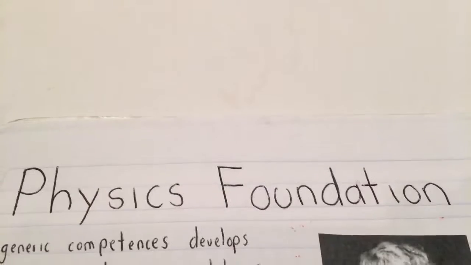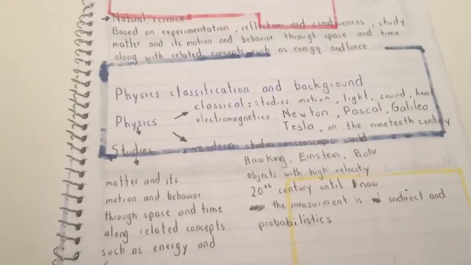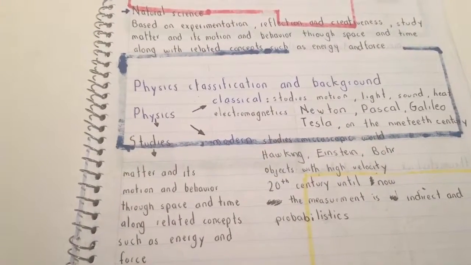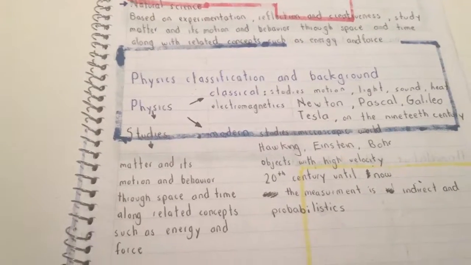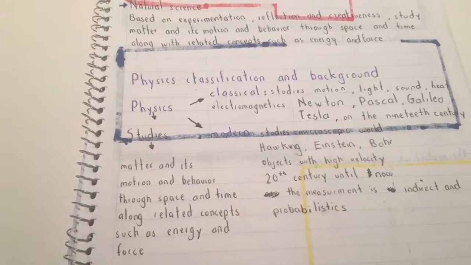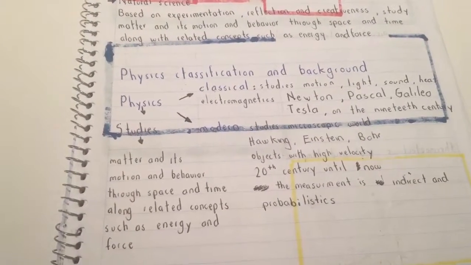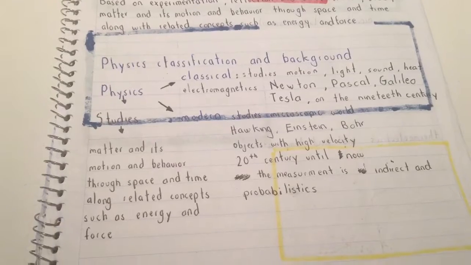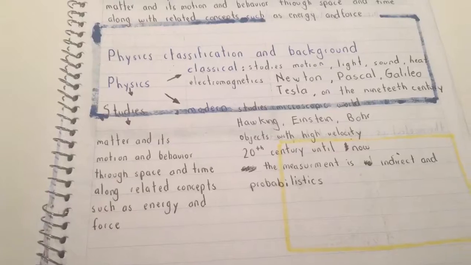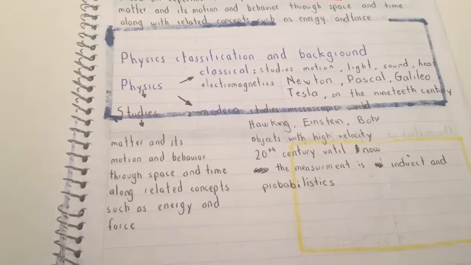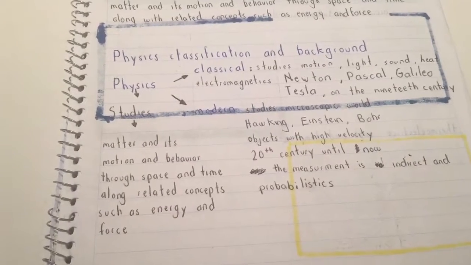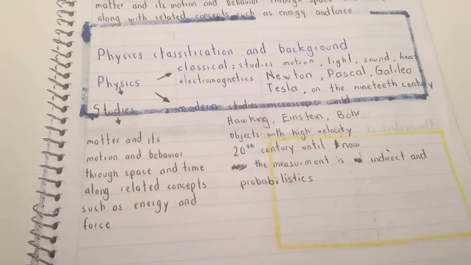Stage number 1: Physics Foundation. Physics classification and background. We have two types of physics: classical physics and modern physics. Classical physics studies motion, light, sound, heat, and electromagnetics. Some of the most important characters were Newton, Pascal, and Galileo, and it took place in the 19th century. Modern physics studies the microscopic world, and the important characters of modern physics were Hawking, Einstein, and Bohr. It took place in the 20th century until now.